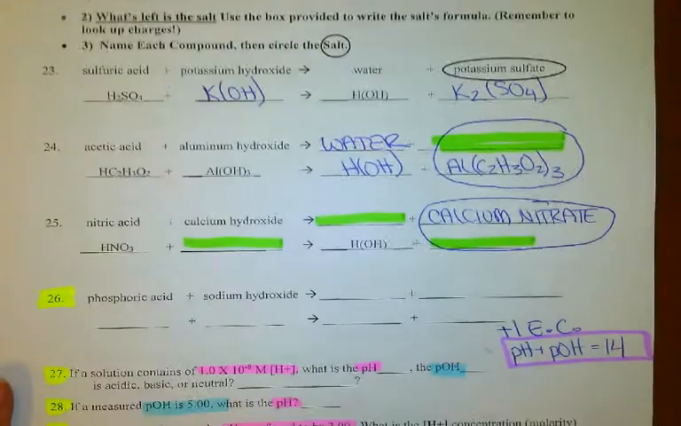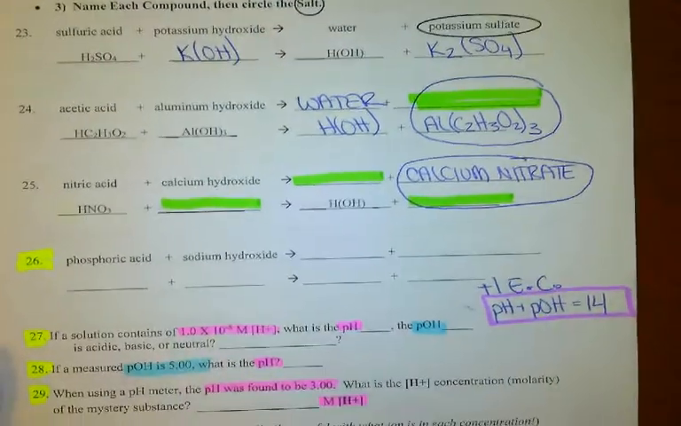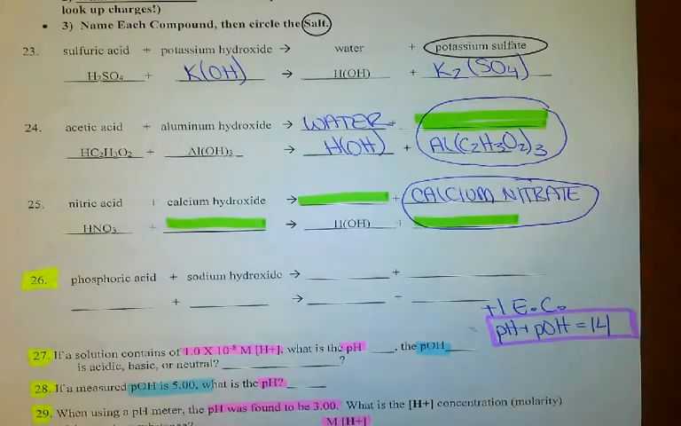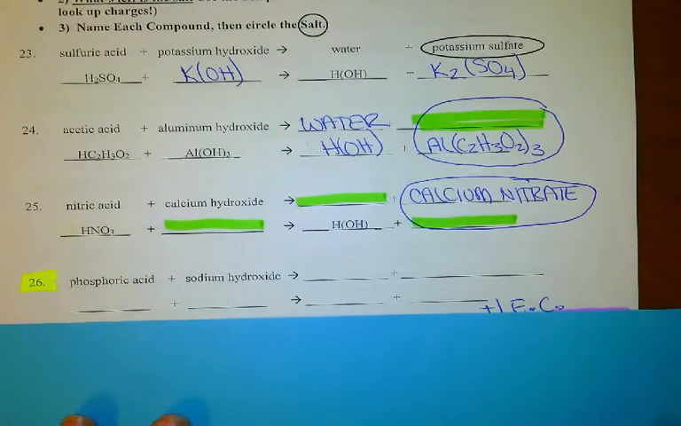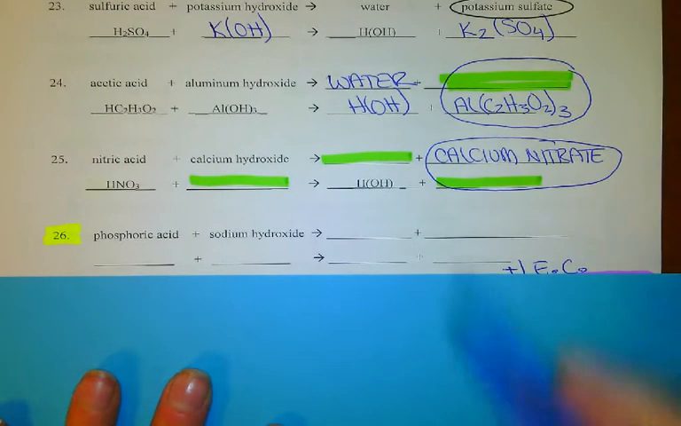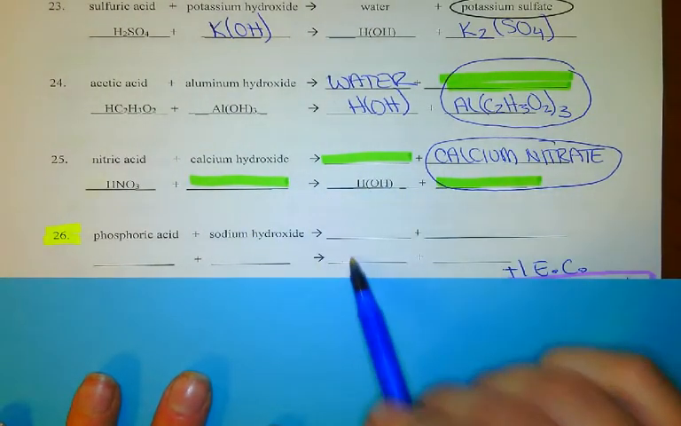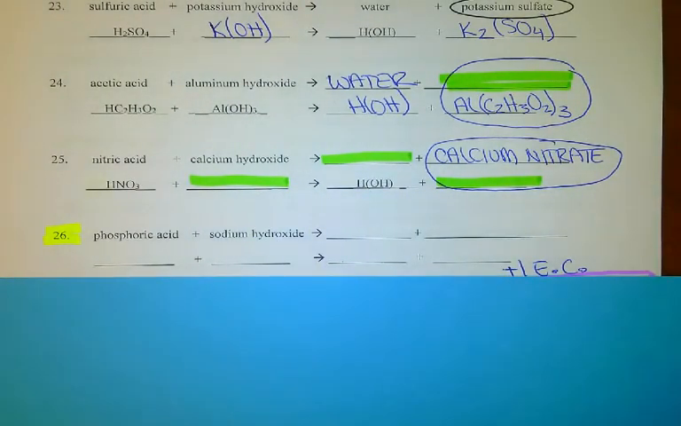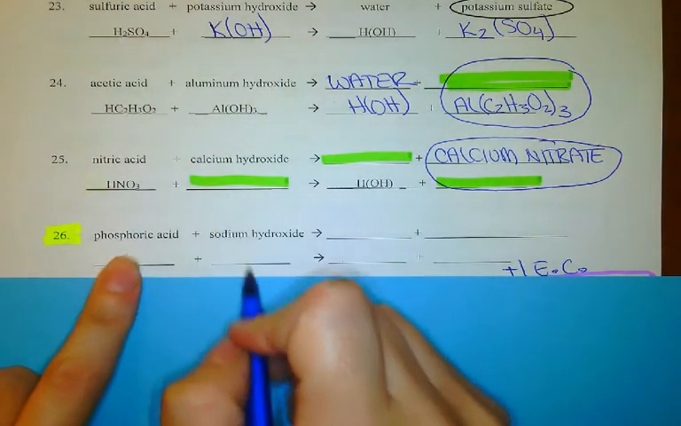Okay, I've got some of these answers filled in when it comes to predicting products and naming. And then the green ones I want you to try on your own. We're going to work on number 26 together because that's got the least filled in to start with. So the first thing I'm going to do is write the formulas here.